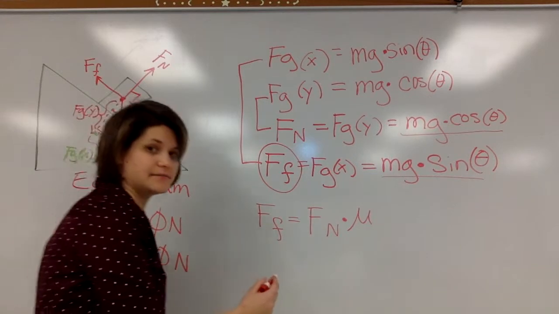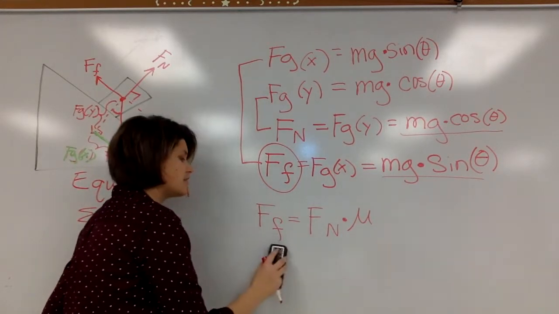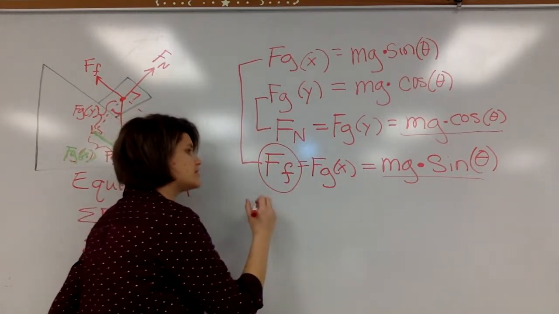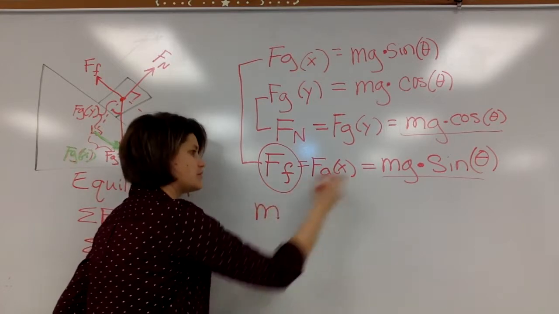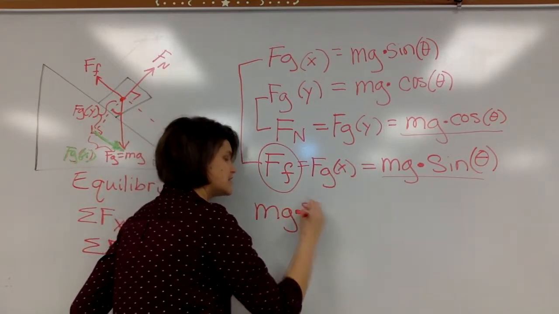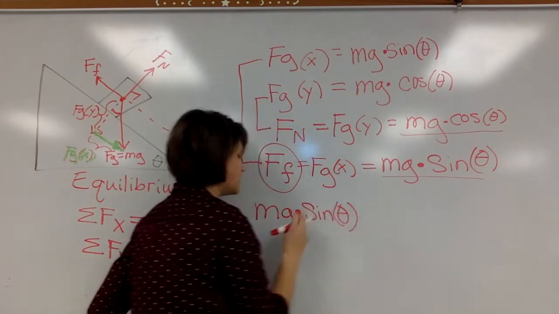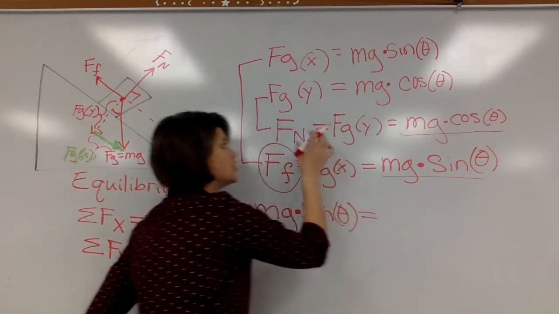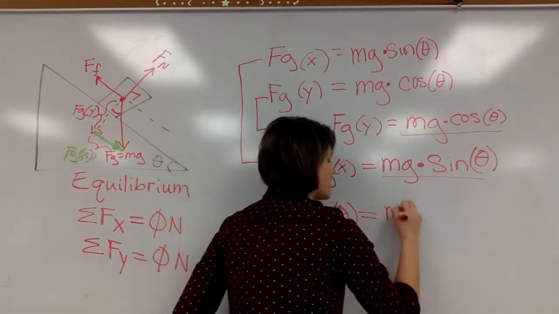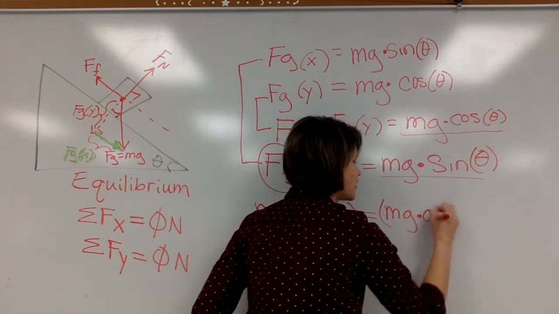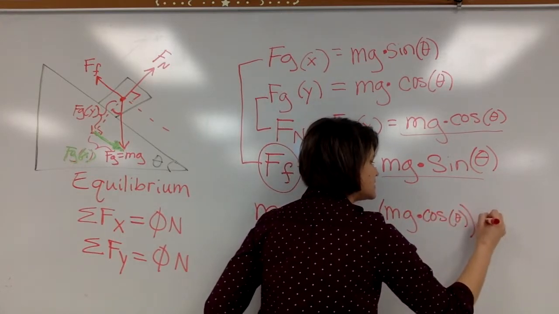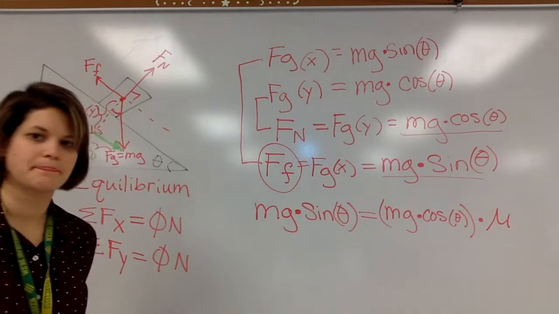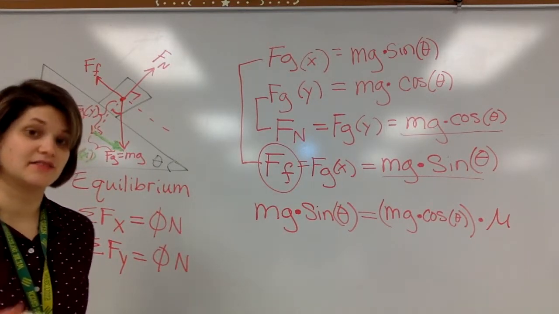What we can say then is if force of friction is normal force times mu, well then we can say that force of friction, which we've already defined as mg times sine of theta, because this force of friction has to balance this, well that's also equal to normal force, which is mg times cosine of theta times my coefficient of friction. Now I've got some things that I can cancel out.